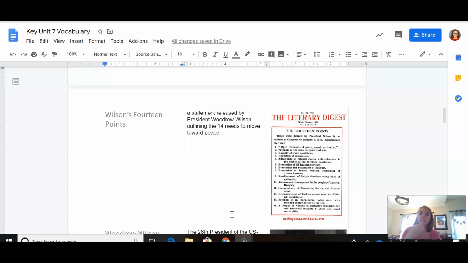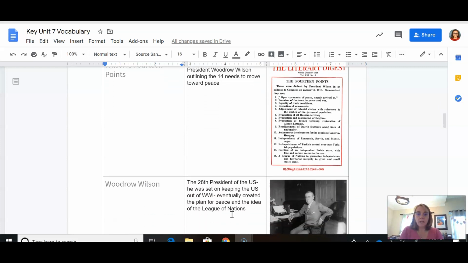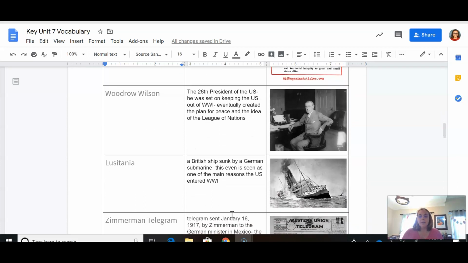You need to make sure that based on the things that you've seen during this unit, you understand why the League of Nations becomes an embarrassment to Woodrow Wilson and not something that he can be really proud of. Okay. He was the 28th president of the United States, Woodrow Wilson. He was set on keeping the U.S. out of World War I. He even ran his re-election campaign with the idea that America should stay out of the war. His slogan was, he kept us out of war, and then we went to war. So he had a hard time sort of putting those two things together for himself. Okay, he created the Plan for Peace and the idea of the League of Nations.